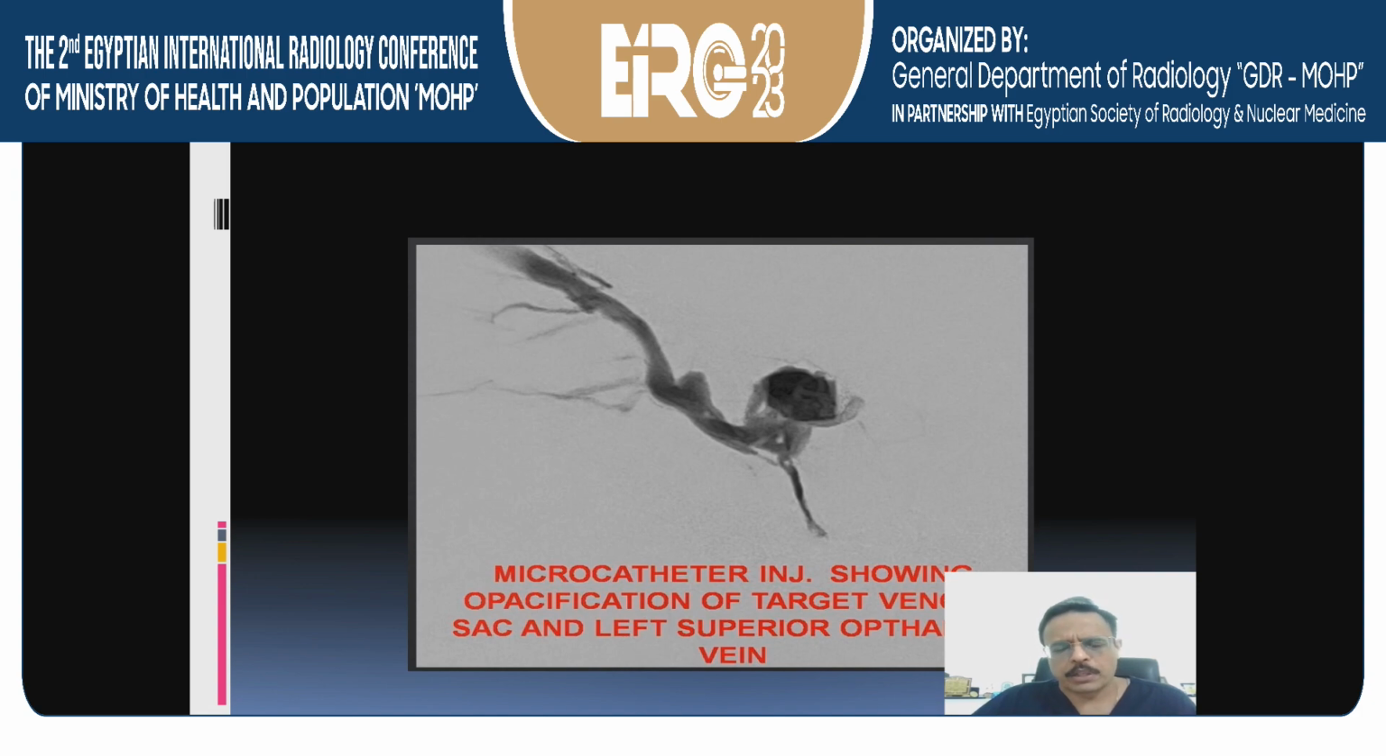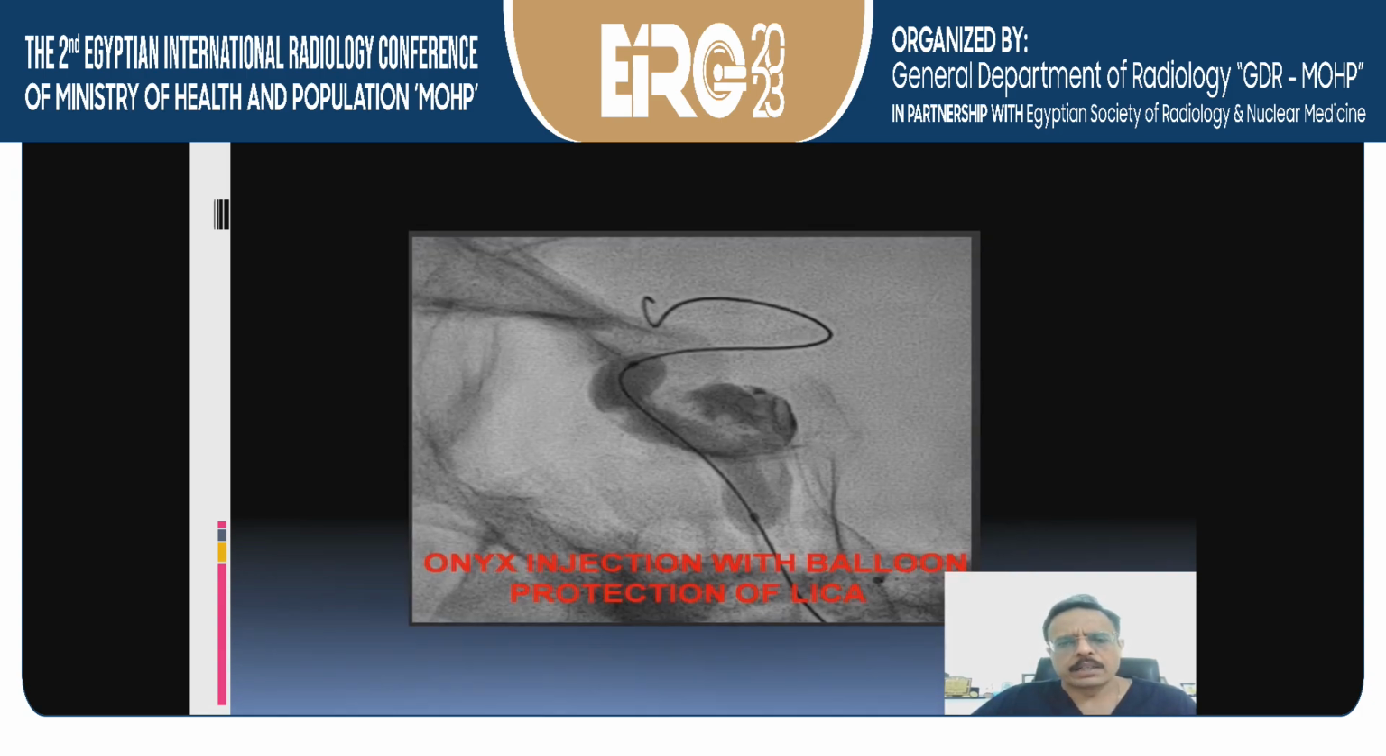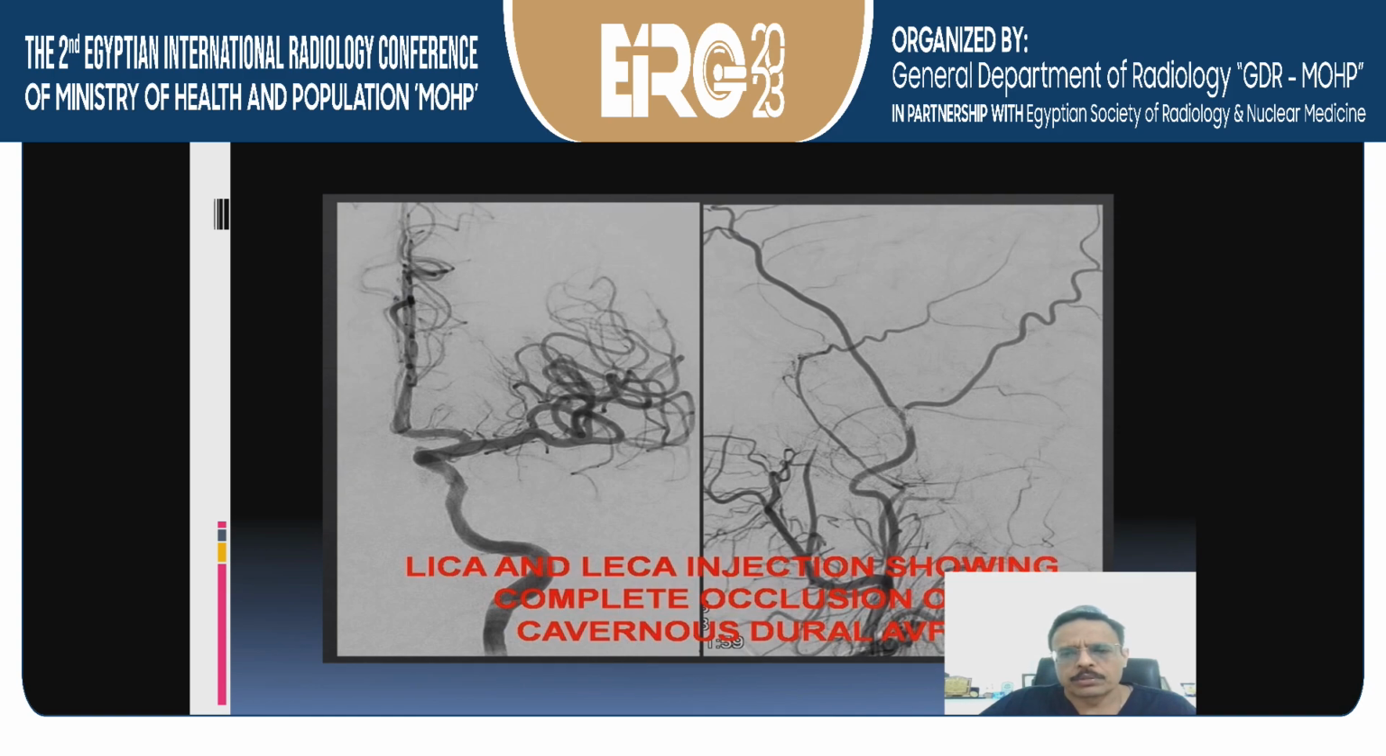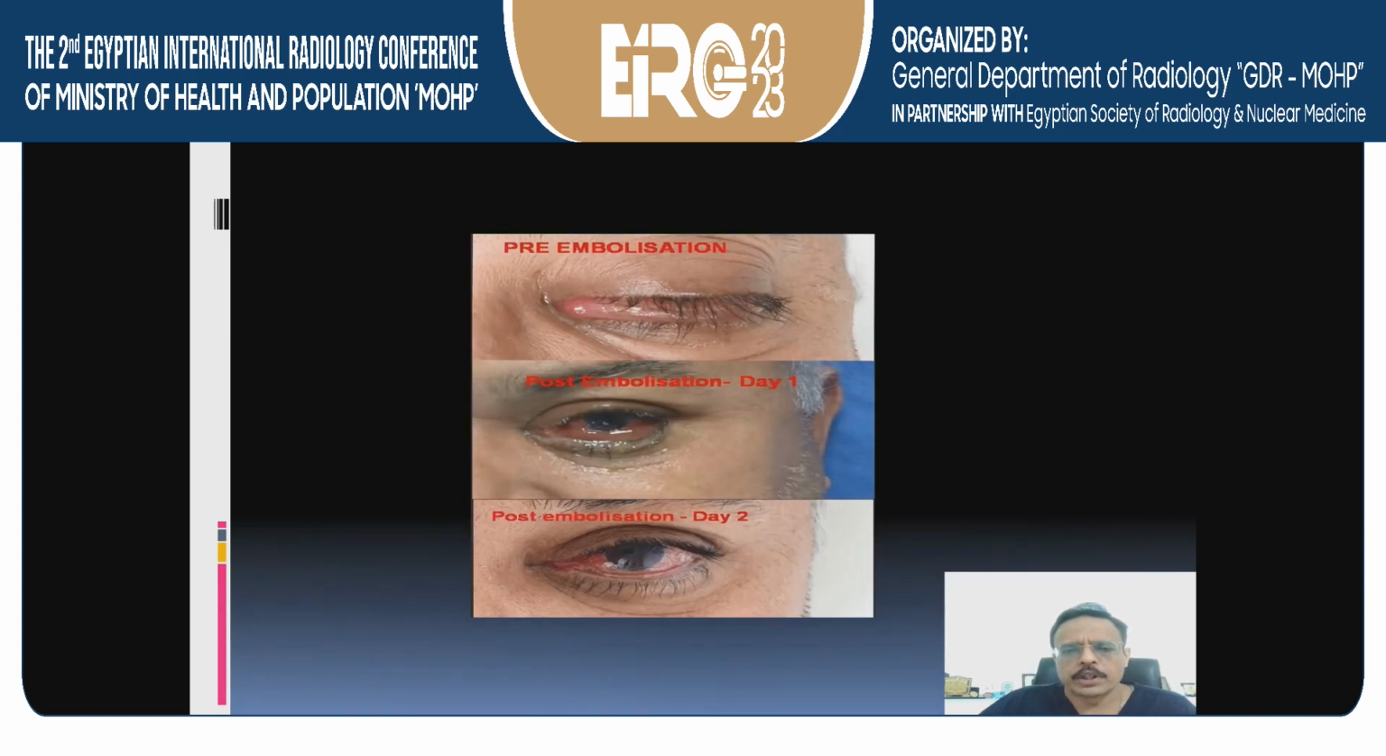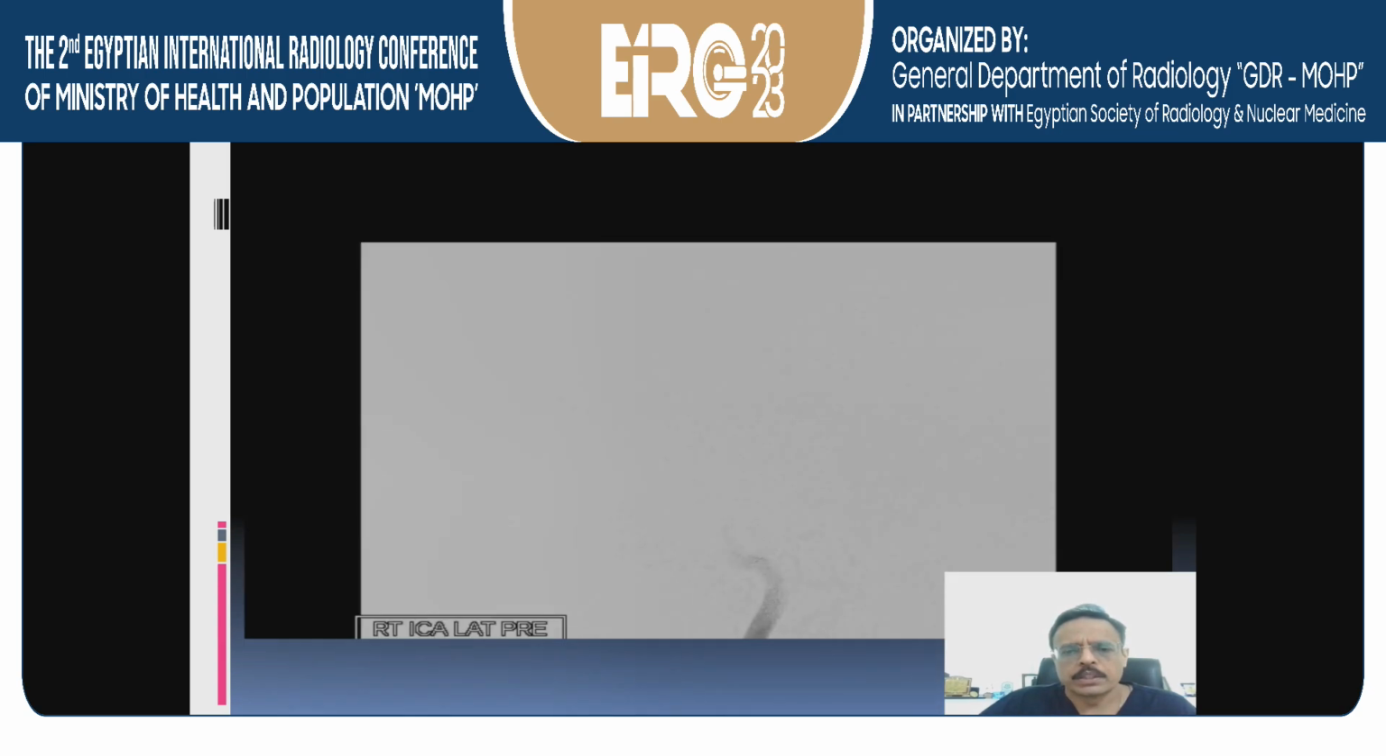We usually inflate a balloon at times into the ICA, and you can see the balloon inflation so that there is no reflux into the ICA, and then we could easily inject very quickly Onyx or SQUID, whichever material you like, to get a complete occlusion in this patient. And you can see how quickly, within 2 days, he was so much better.